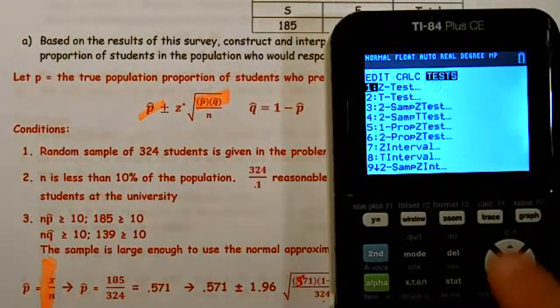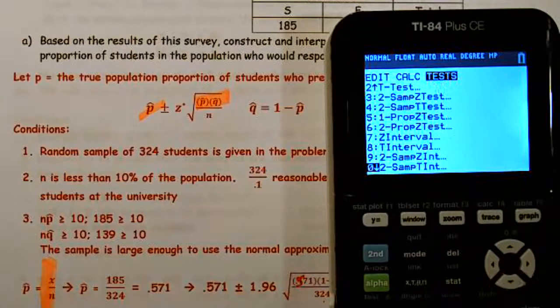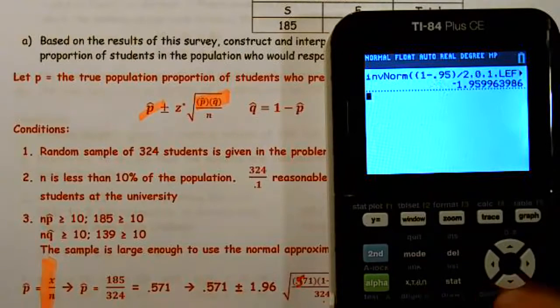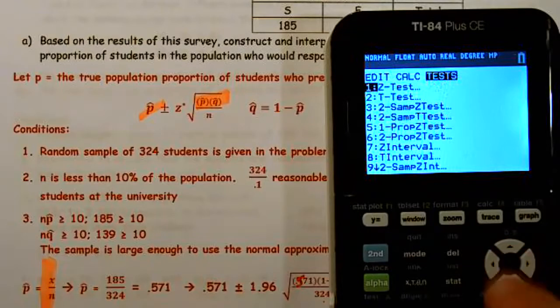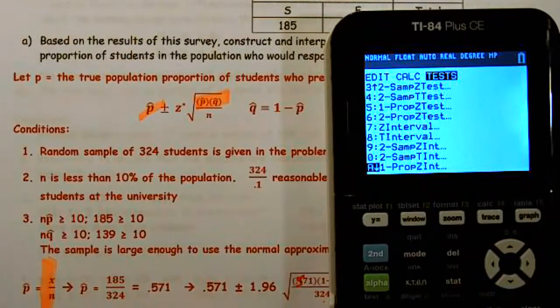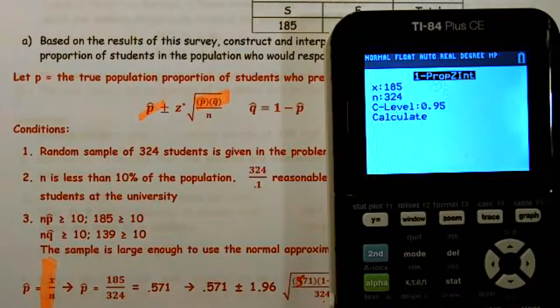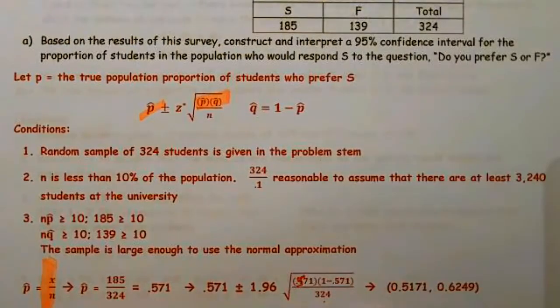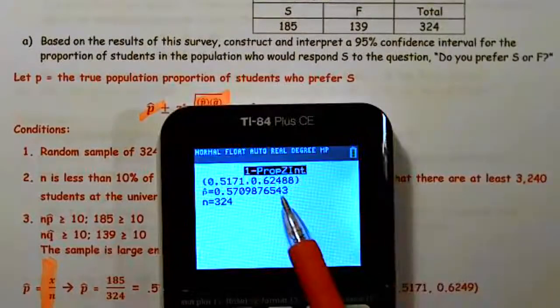stats, test, one proportion Z interval, X is 185, N is 324. Oops, pushed it too many times. Got all excited, getting to do stats early in the morning. What could be better? Please don't answer that. All right, so I end up with the interval 0.5171 to 0.6249. And that just came straight off the calculator.